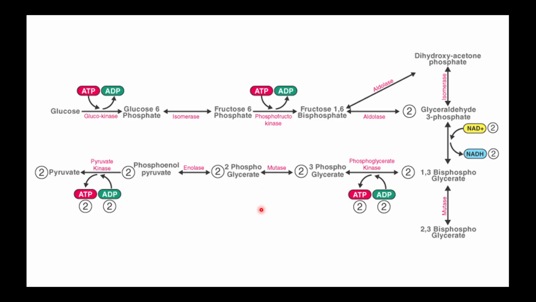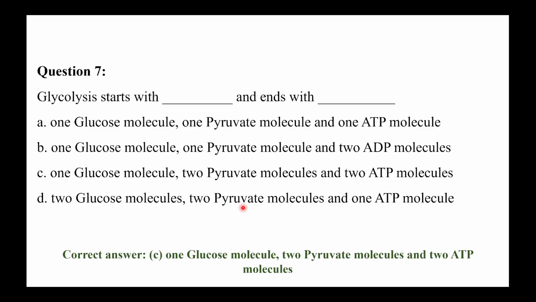That means in total we are getting four molecules of ATP, but we are losing two molecules of ATP in the first step and the third step. So effectively, in total we are getting only two molecules of ATP because we are getting four and losing two. So glycolysis starts with one molecule of glucose and ends with two molecules of pyruvate and two molecules of ATP.